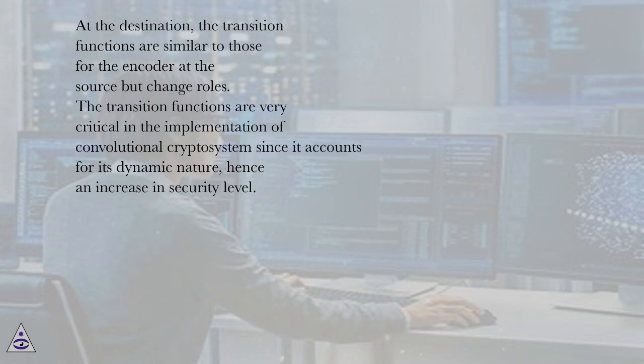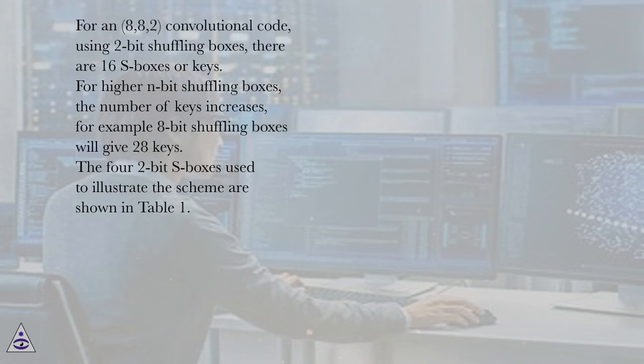At the destination, the transition functions are similar to those for the encoder at the source but change roles. The transition functions are very critical in the implementation of convolutional cryptosystems since they account for its dynamic nature, hence an increase in security level. For an 8,8,2 convolutional code, using 2-bit shuffling boxes, there are 16 S boxes or keys. For higher n-bit shuffling boxes, the number of keys increases, for example 8-bit shuffling boxes will give 2^8 keys.